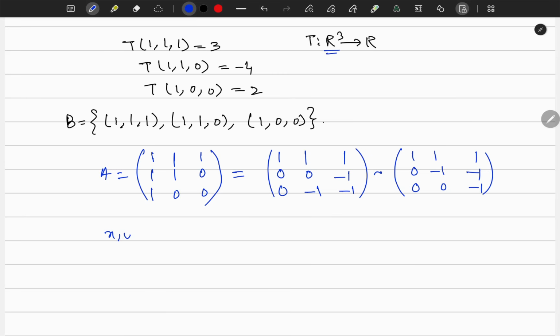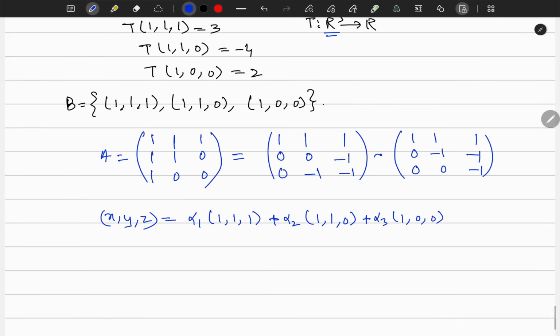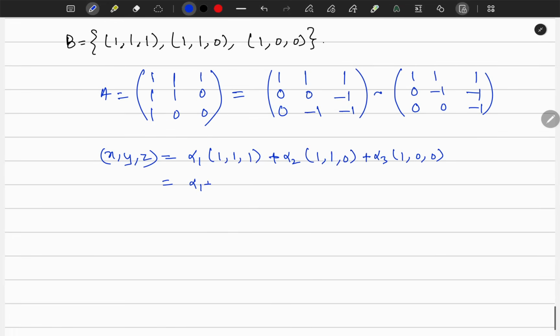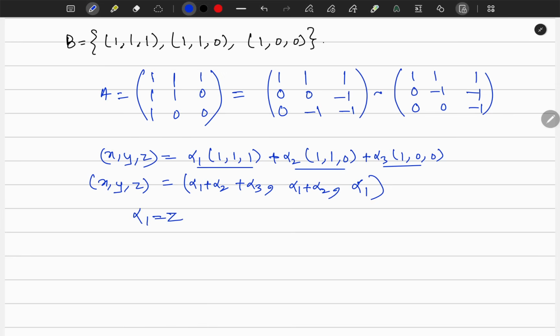So every vector (x, y, z) can be written as a linear combination of alpha 1 (1, 1, 1) plus alpha 2 (1, 1, 0) plus alpha 3 (1, 0, 0). So that is alpha 1 plus alpha 2 plus alpha 3, comma, alpha 1 plus alpha 2, comma, and yes, that is alpha 1 only. So this is equal to (x, y, z). So we are solving this. It means that alpha 1 is equal to z, put it here.